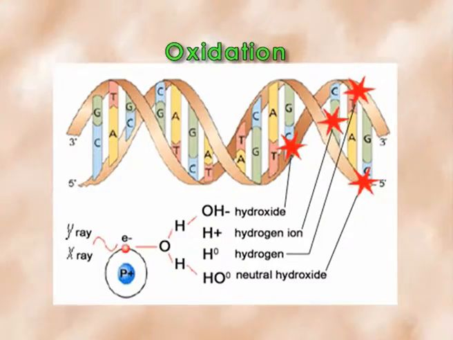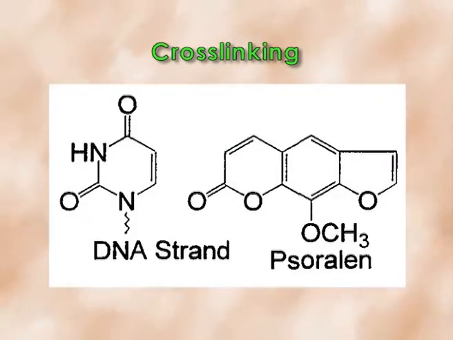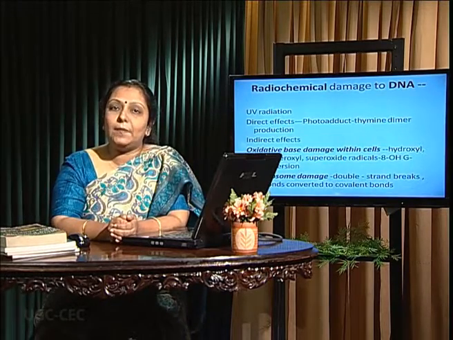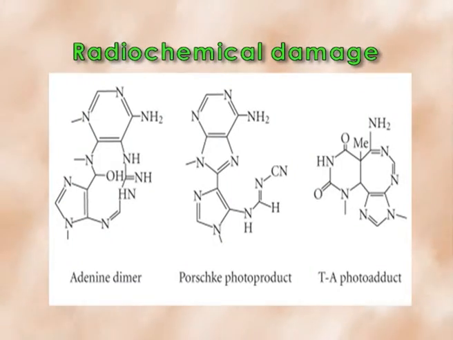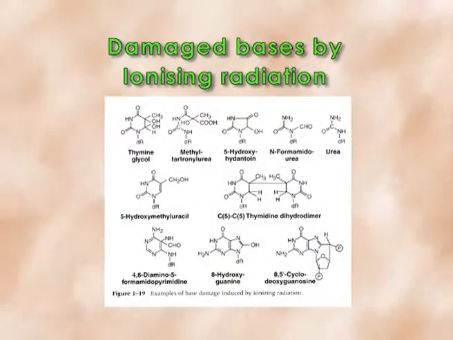Next, oxidation is done by ionizing radiation, and alkylation is also done in the presence of several alkylating agents. Cross-linking is done with psoralen and UV, which stops transcription as well as translation. Radiochemical damage to DNA may be direct, with the help of UV causing photoadduct formation, or indirect, by causing oxidation of the bases as well as chromosomal damage causing double-stranded breaks. So, this is the picture of the damage caused by ionizing radiation.